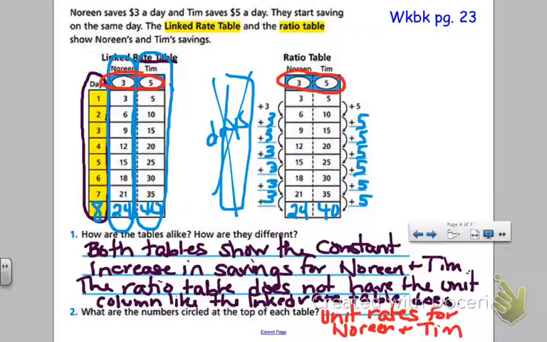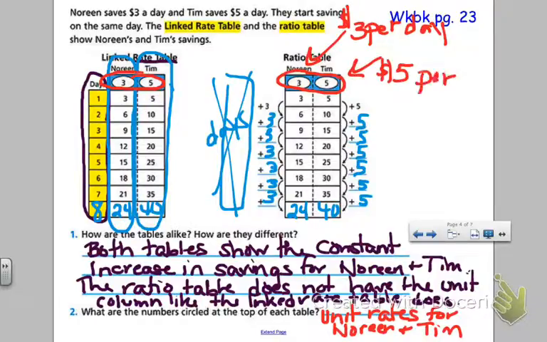That means Noreen is saving $3 per day. That means Tim is saving $5 per day. So those circle numbers are showing the unit rates. They're just different unit rates for each person. Each person is saving at their own rate.